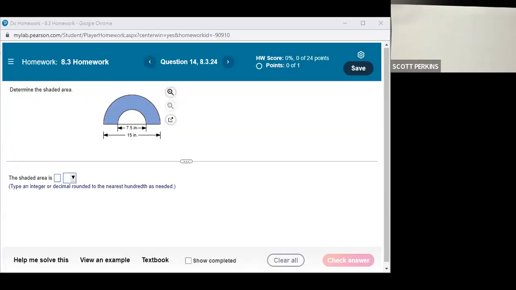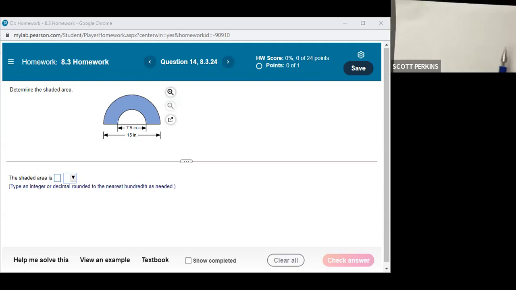and do these. So I've got two homework problems I'm going to do. These are just from my math lab. Here is the first one that we've got. So we're given this half circle looking thing, and we want to know what the shaded area is.